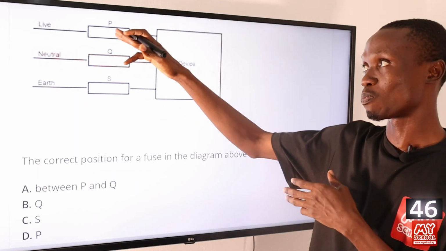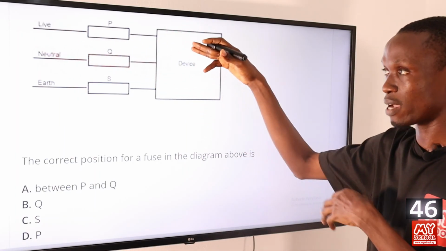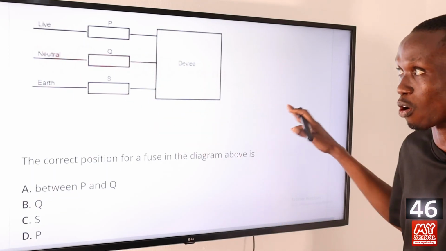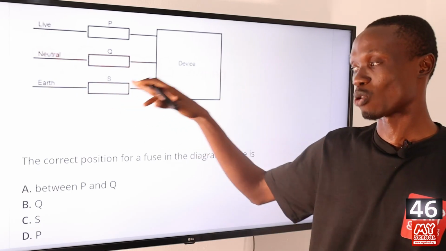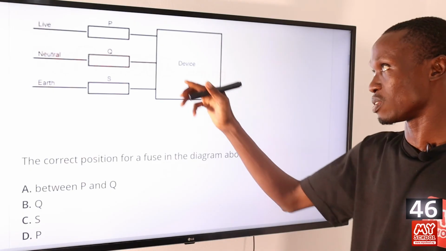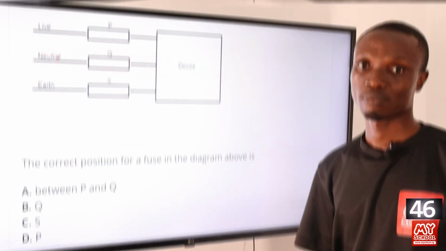Because at the point P we have live wire there. That means there is current there, right? While the neutral, the position Q, means there is no current, so there's nothing to destroy the device. While this is just Earth. So the correct position for a fuse in the diagram above is at the point P, and that makes option D the correct answer to this question.